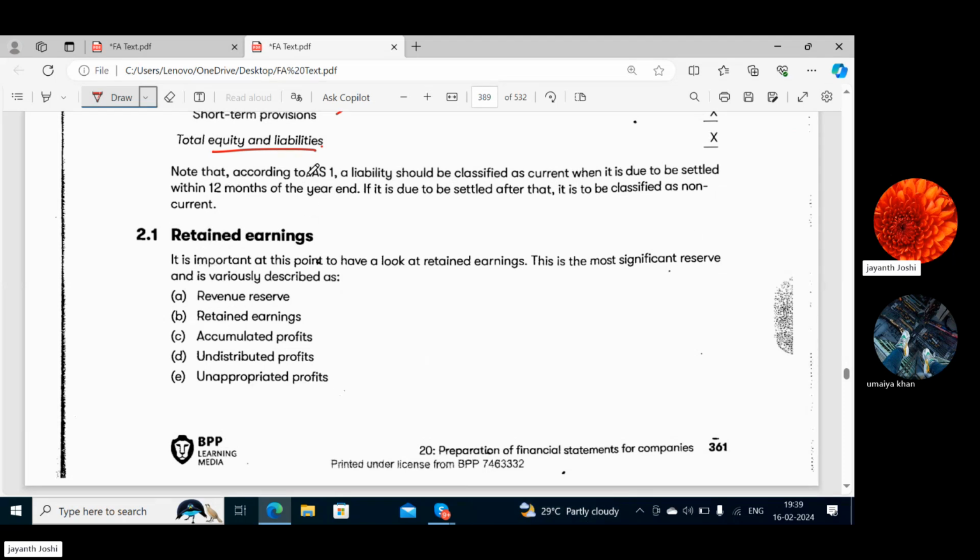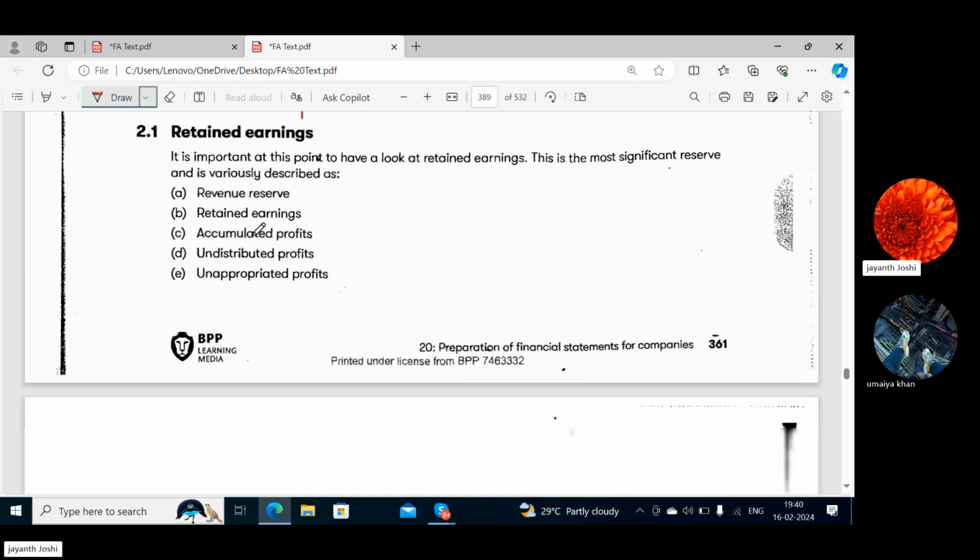So note that according to IAS 1, a liability should be classified as current when it is due to be settled within 12 months of the year end. If it is due to be settled after that, it should be classified as non-current. Already we have discussed retained earnings. Now, what is retained earnings? It is important at this point to have a look at retained earnings.